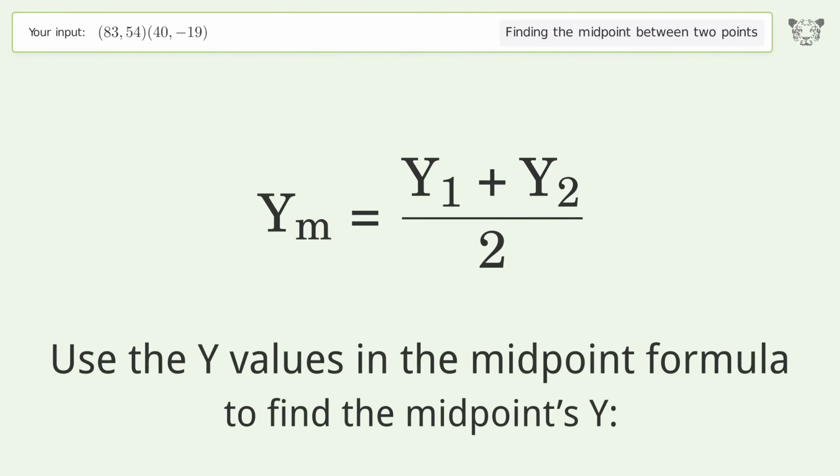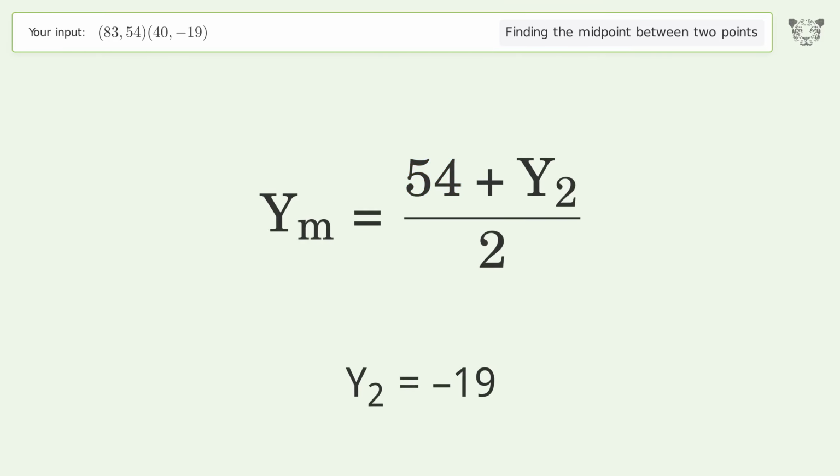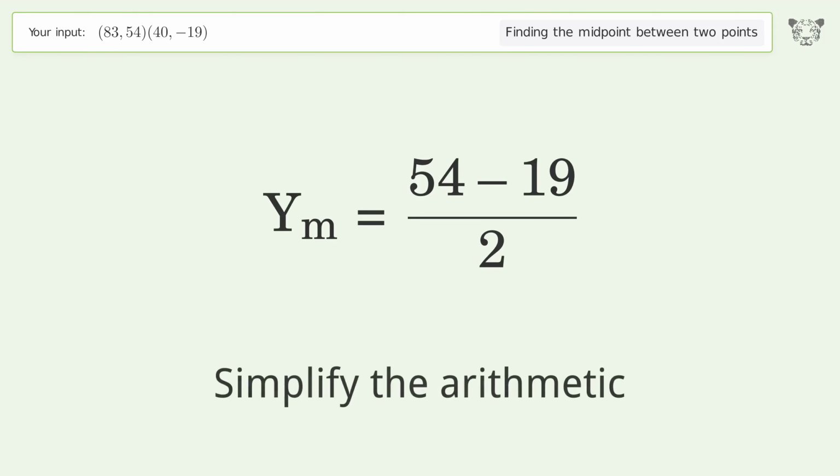Use the y values in the midpoint formula to find the midpoint's y. y1 equals 54. y2 equals -19. Simplify the arithmetic.